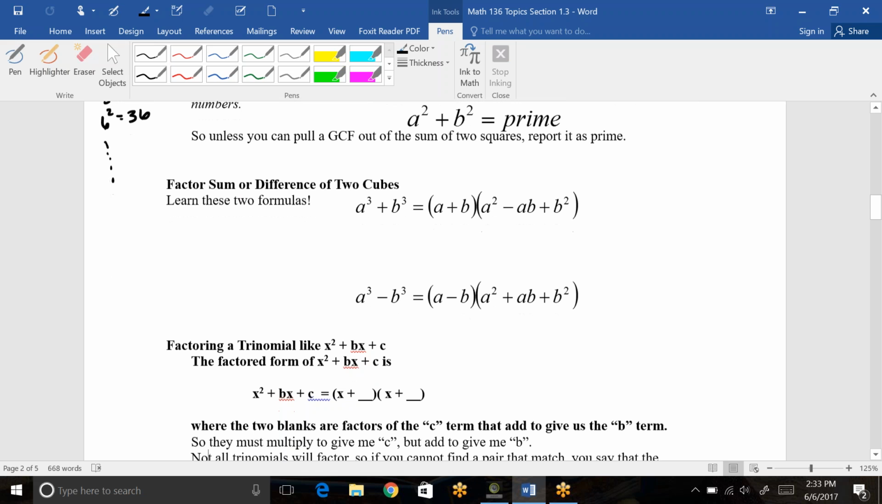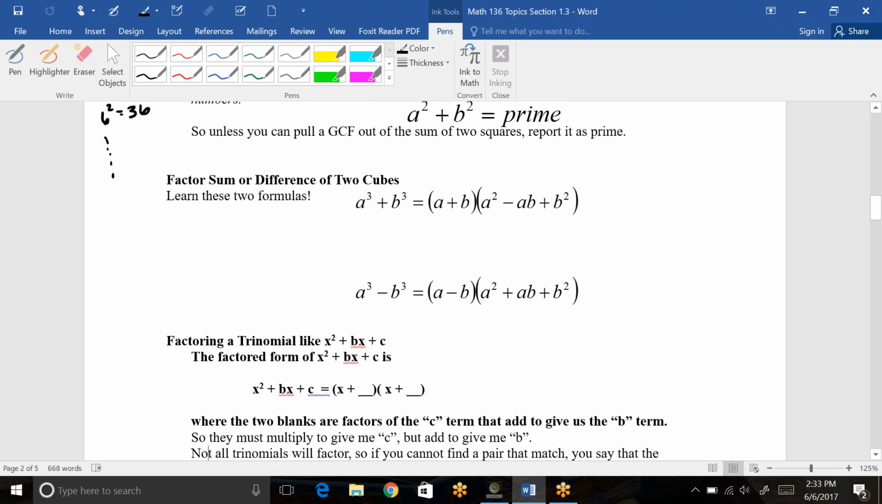If you have perfect cubes, it's a little bit more complex. There's a formula to follow, but the factoring is a binomial times a trinomial. So you need to know your perfect cubes. For perfect cubes, 1 cubed is 1, 2 cubed is 8, 3 cubed is 27, 4 cubed is 64, 5 cubed is 125. Usually that's enough to get you through most of these.